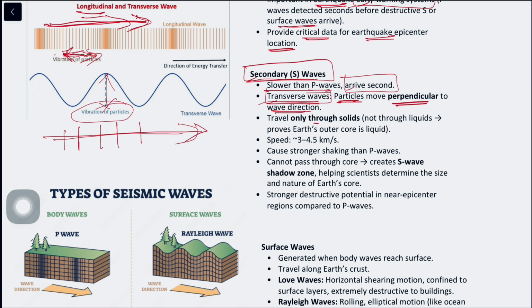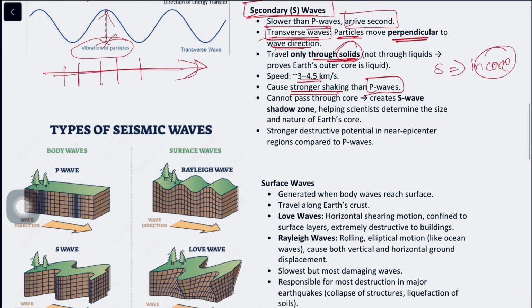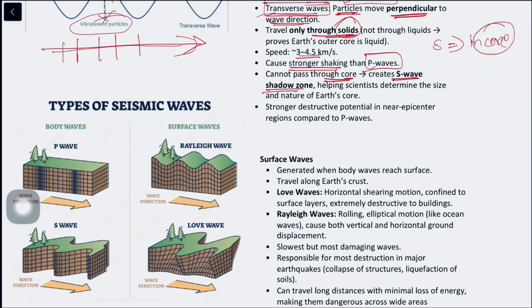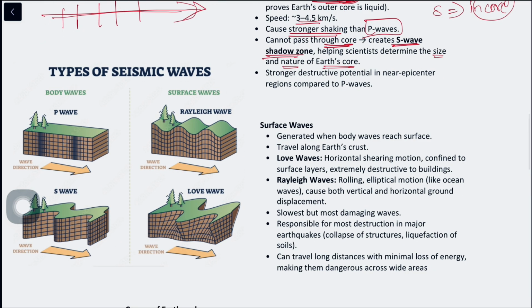They can travel only through solids and not liquids. That's why we can't find the S waves in the core region of the earth, and they travel with a speed of 3 to 4.5 kilometers per second, causing stronger shaking than the P waves, and they cannot pass through the core and create the S wave shadow zone in the core region of the earth, helping scientists determine the size and nature of the earth's core. And these S waves have stronger destructive potential in the epicenter regions compared to the P waves.